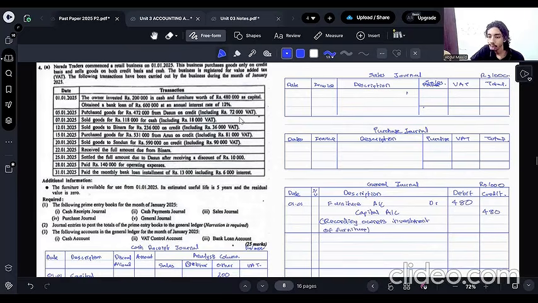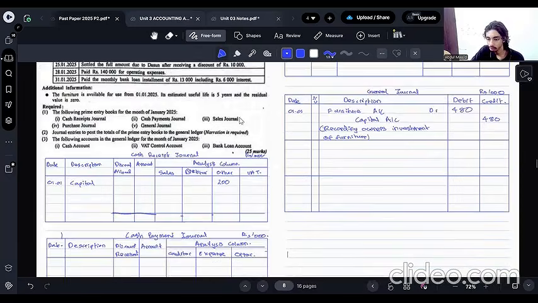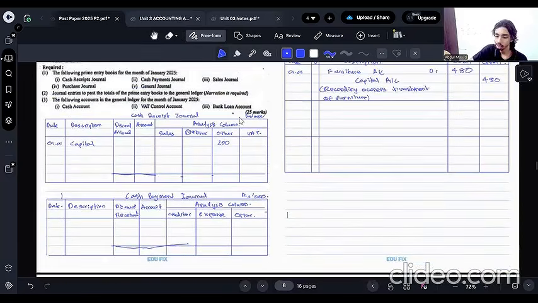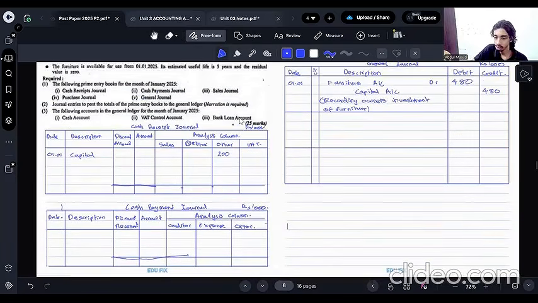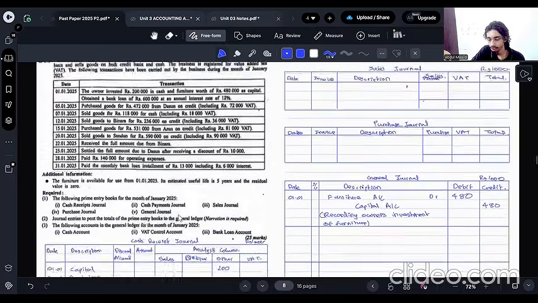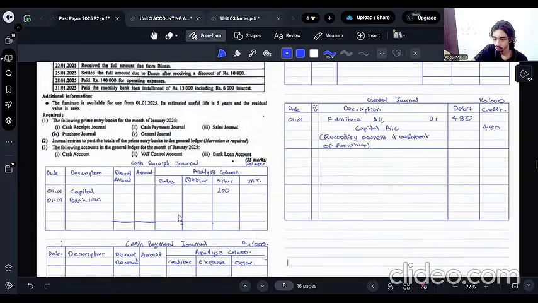Then obtain the bank loan of 600,000 at an annual interest rate of 12%. The bank loan will go to the cash receipt journal, again on 1st of January. Bank loan, that is 600,000. Here you should write the amount in the amount column as well, 600, and it will go to the other column.